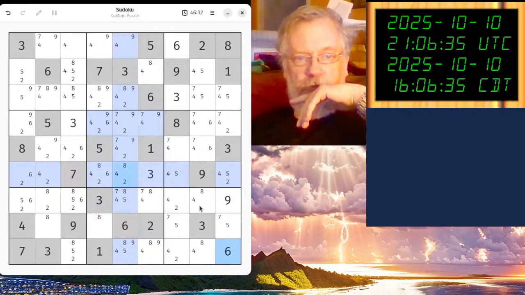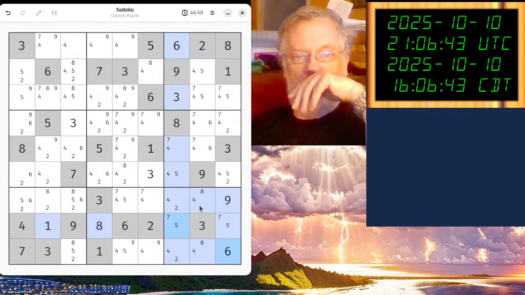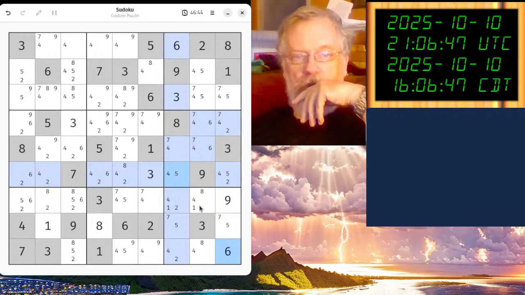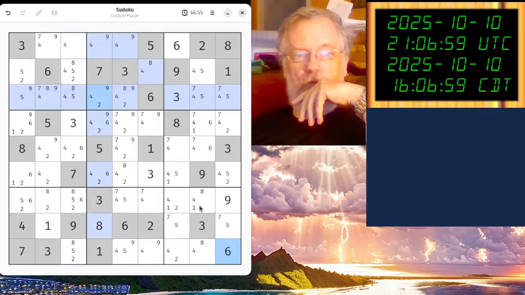Twos everywhere else, it looks like. Yes, they are. So we are down to 1s. Can't have a 1 here, so this is a 1. This is an 8. One of these 2 is a 1. One of these 2 is a 1.